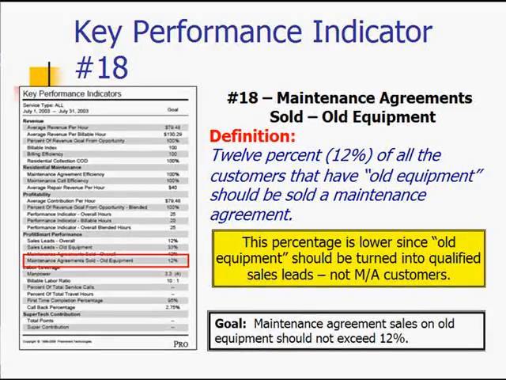Key performance indicator number 18, maintenance agreements sold on old equipment. Now remember, a moment ago we wanted 42% of all of our customers to become a maintenance customer. However, when it comes to old pieces of equipment, we want a maximum of 12% of those customers to become a maintenance agreement customer. Now the obvious question is, why do you want the lower number? Well, because those old pieces of equipment should be turned into quality sales leads. We don't want to be selling a bunch of maintenance agreements on equipment that's getting ready to wear out. Those things should be turned into a qualified sales lead.